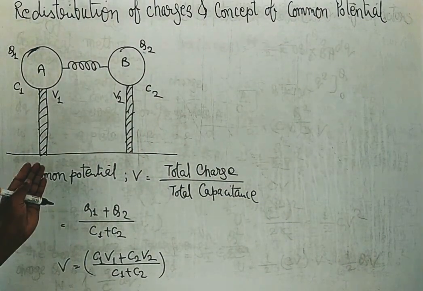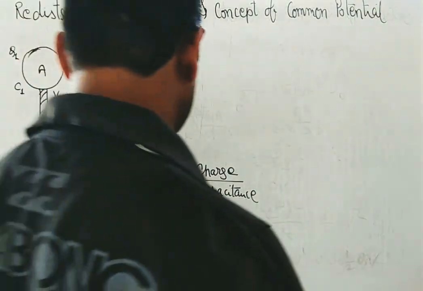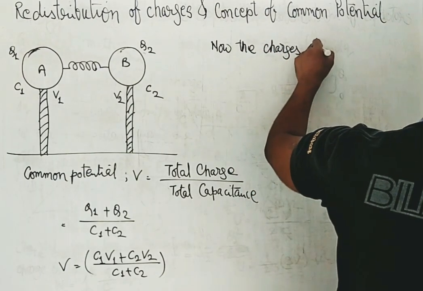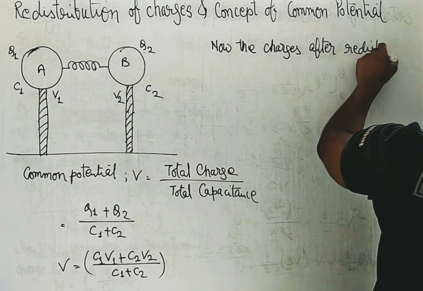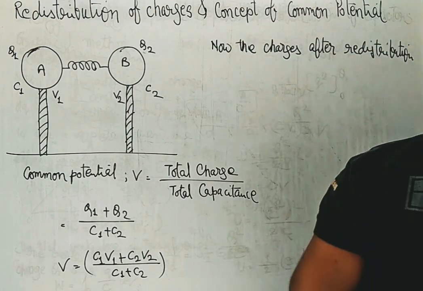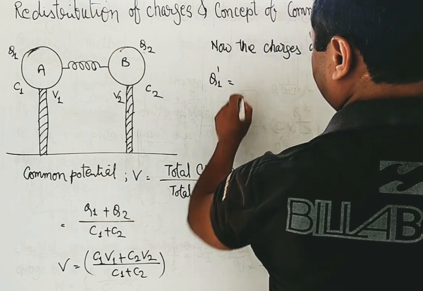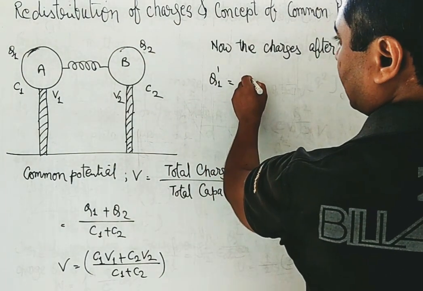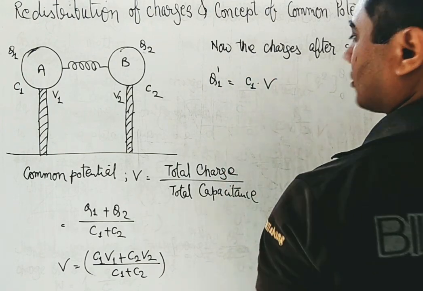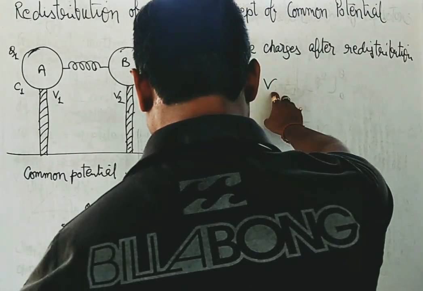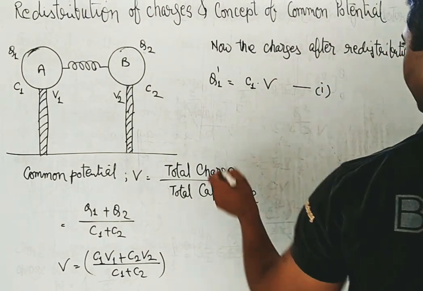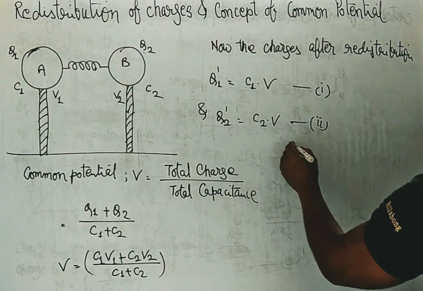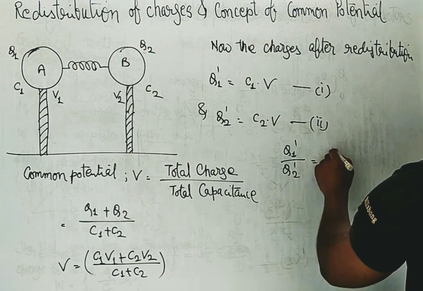Now let's calculate the value of the charges after redistribution. Let me call the first charge in the first conductor Q1 dash, equal to C1 into V, as the potential will be common. Here we can have this V value, let me call this equation number 1. Q2 dash will be equal to C2 into common potential V. So let's have the ratio: Q1 dash upon Q2 dash equals C1 upon C2.